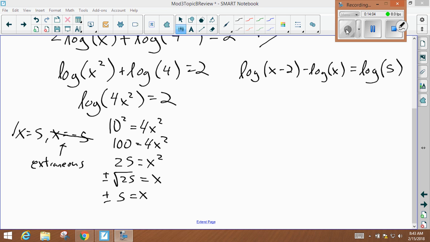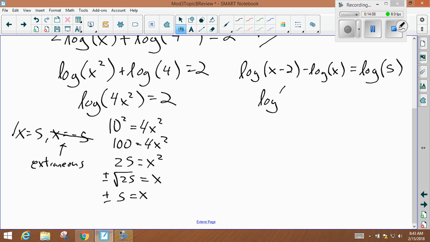Alright, here we go. First thing I want to do is I want a log on one side and a log on the other side. So that means I need to condense these two. So this is going to be x minus 2 over x, right? If I condense these two. Alright, now that I have a log of something and a log of something, I get to just drop these out.